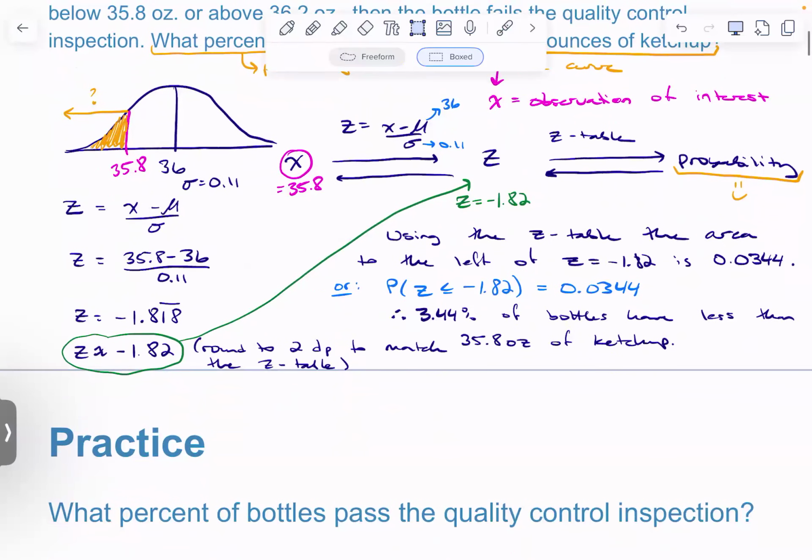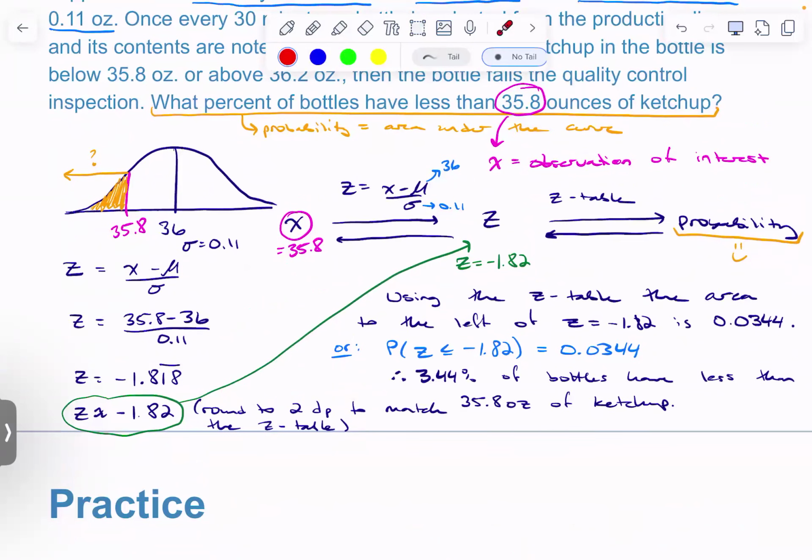Because now we took our negative 1.82, we took it to the Z table, and it spits out the probability, right? You might need to do some adjusting here. And I'll underline it with orange so that they match. So, any questions about this one?